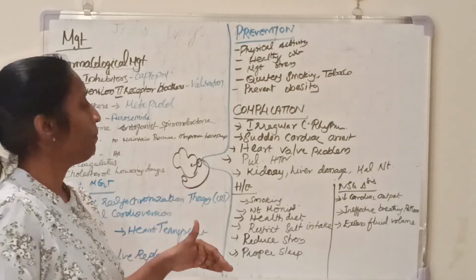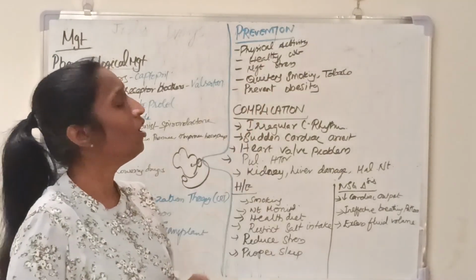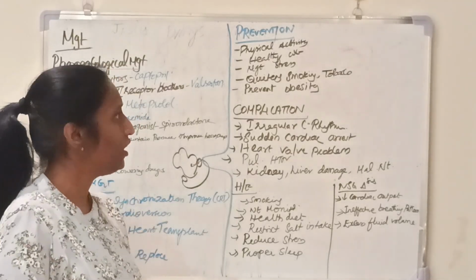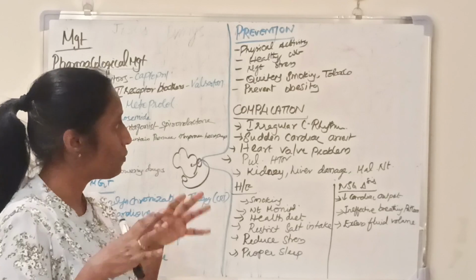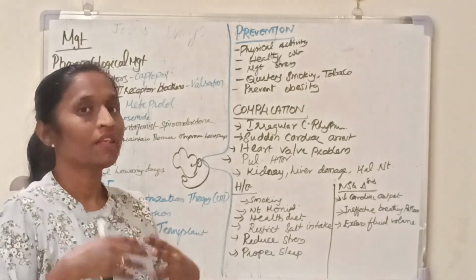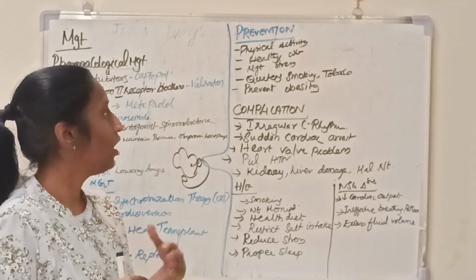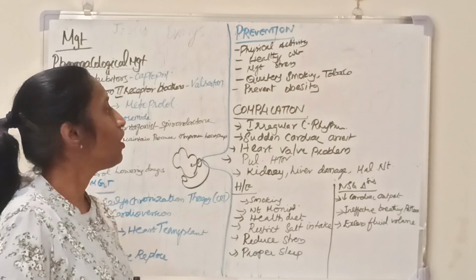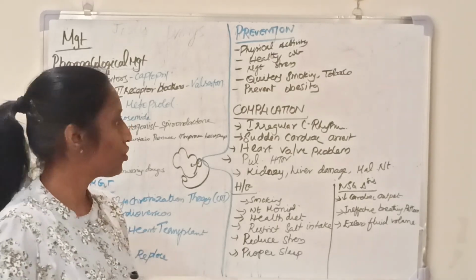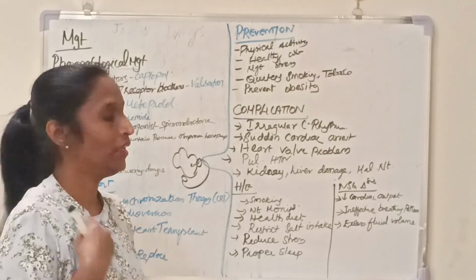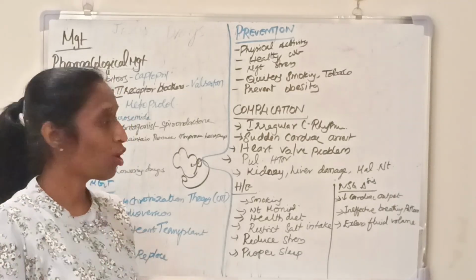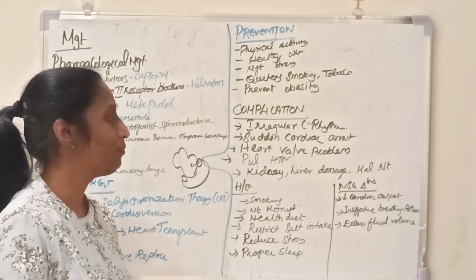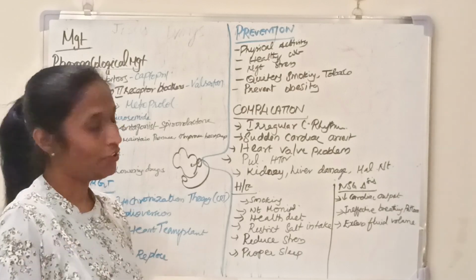Okay, when you come to prevention, we have to improve physical activity, educate the person, maintain a healthy weight, manage stress, quit tobacco and smoking, and prevent obesity. When you come to the complications, it may lead to irregular cardiac rhythm, sudden cardiac arrest, heart wall problems, pulmonary hypertension, kidney and liver damage, and malnutrition.